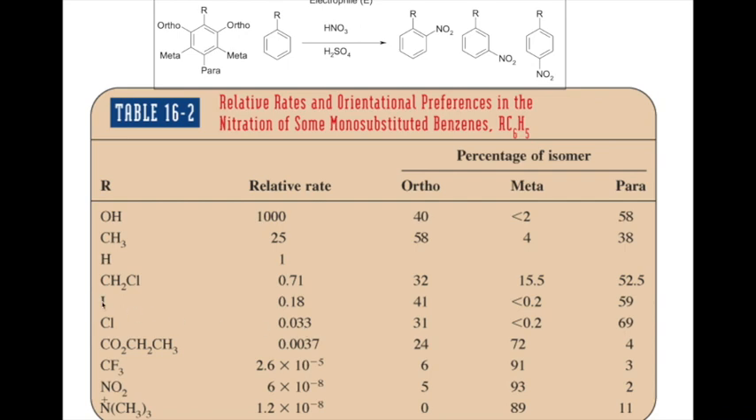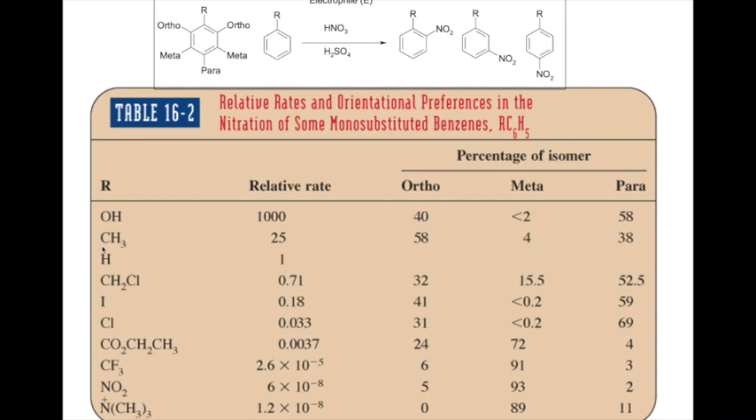And then the iodide donates in through resonance but withdraws through induction, and its induction wins out slightly. As you go down the line, the nitro is a really strong electron withdrawer. It really slows the reaction down. And then you see the ortho-para stuff too. So when the alcohol's here, you get mostly ortho and para.